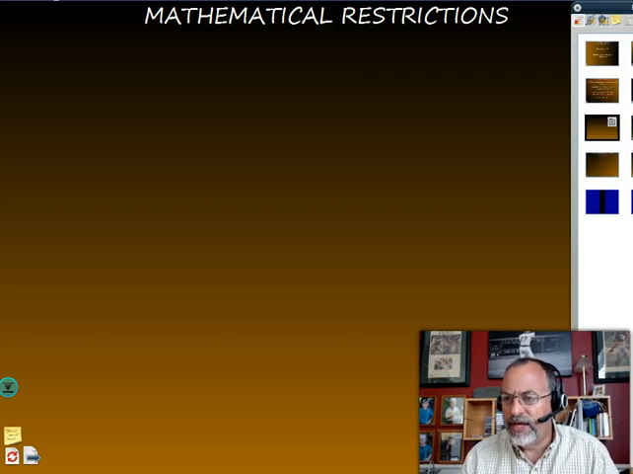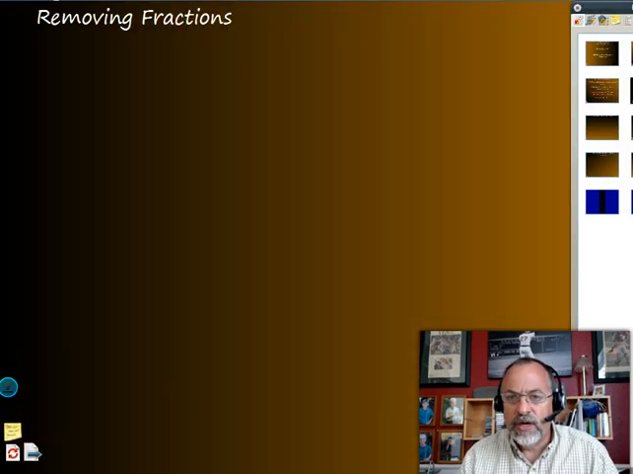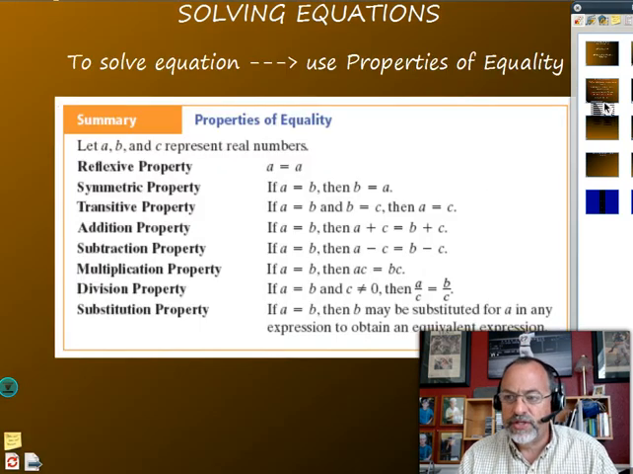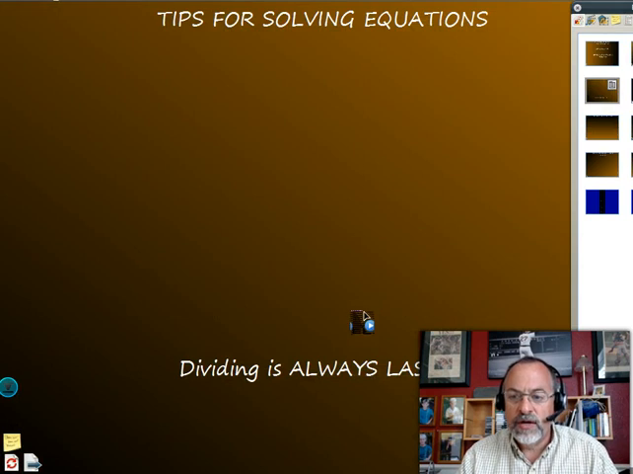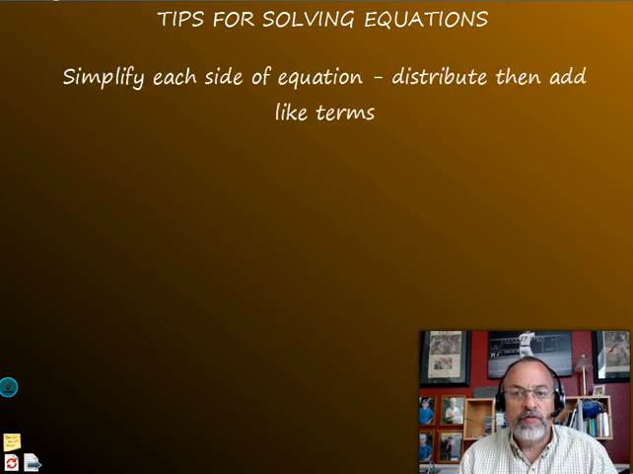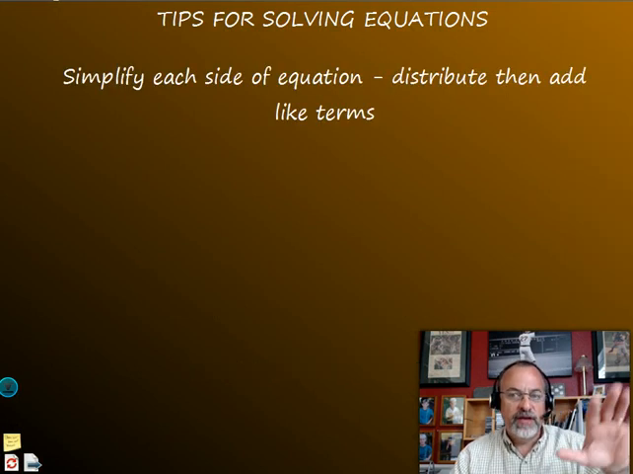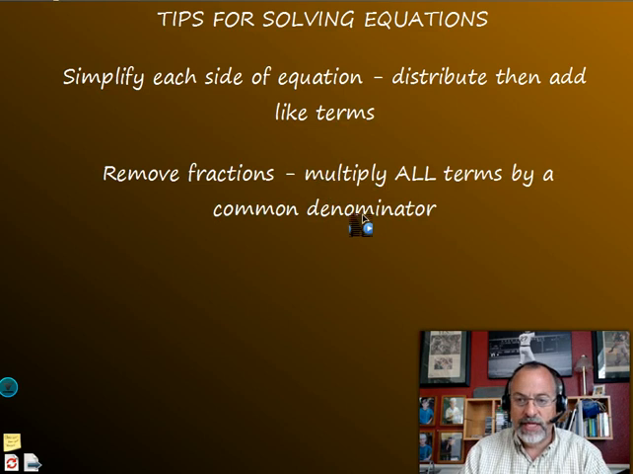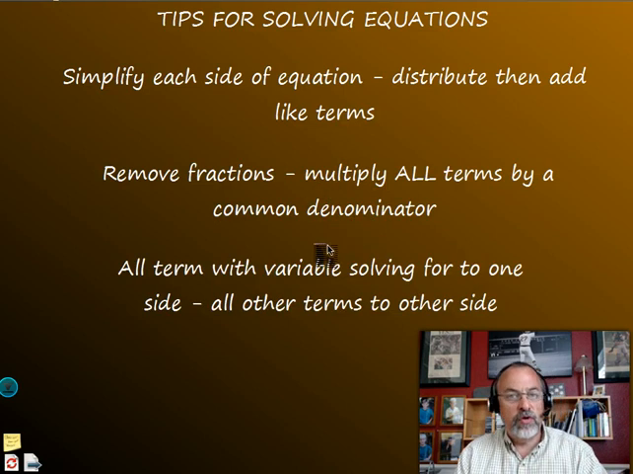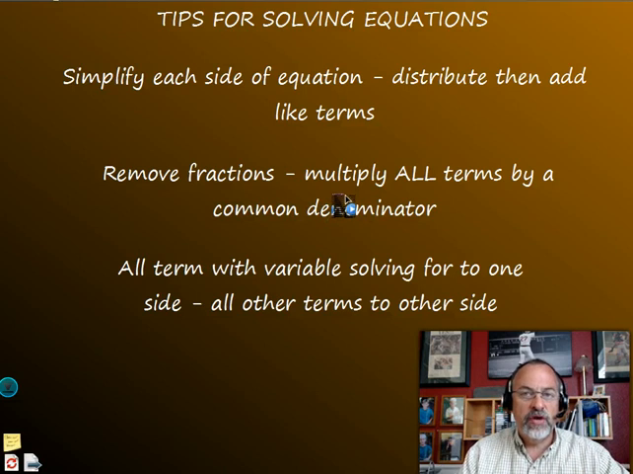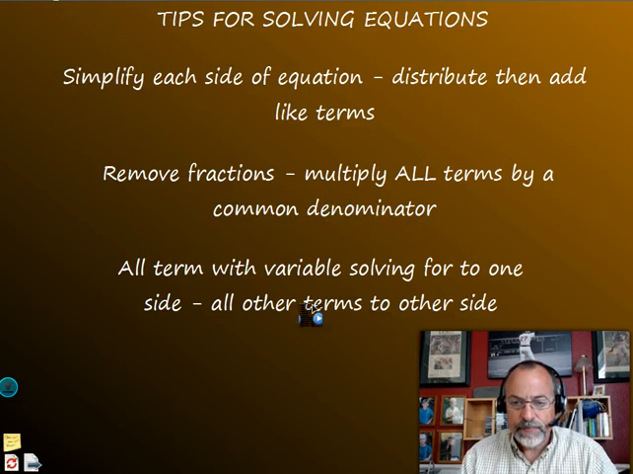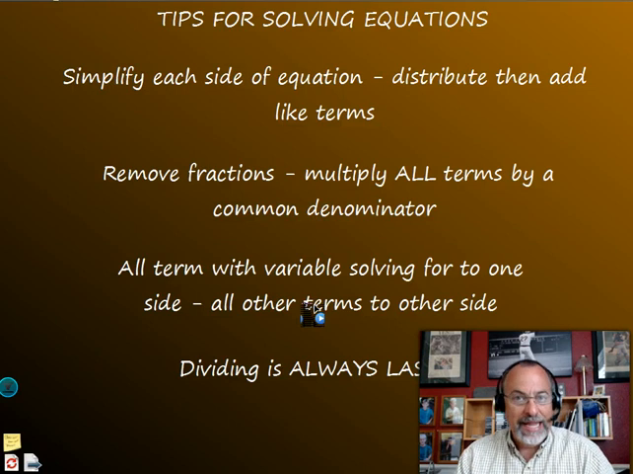So we're going to follow the same things. Remember those rules or properties we talked about for solving the equations. We're going to use the same thing with numbers and letters. Remember, we're going to follow our same steps. We're going to simplify each side of the equation. We're going to distribute if we can, then add like terms. We're then going to remove fractions by multiplying everything by the same denominator. Then we're going to move any term that has the variable we're solving for to one side, and everything else to the other. And then we're going to divide lastly.